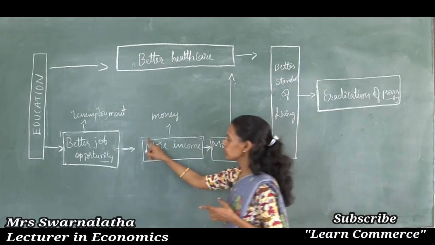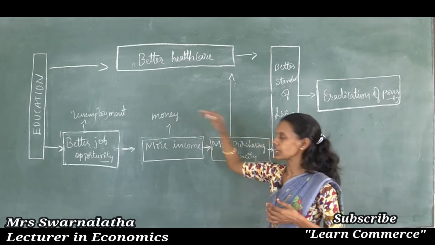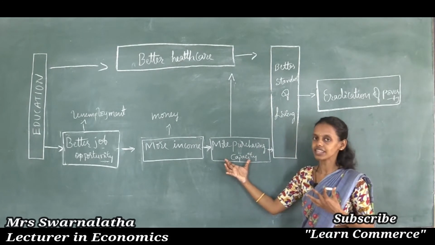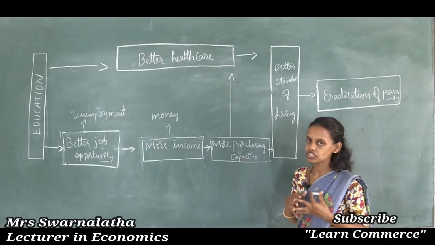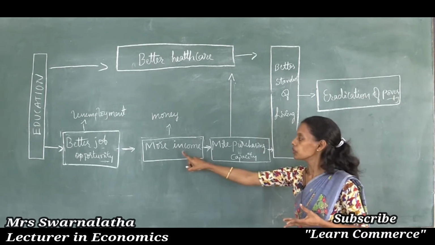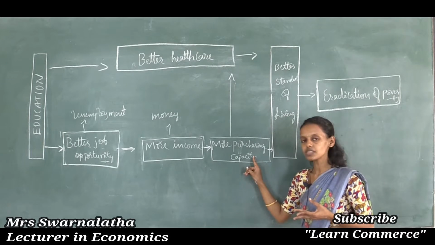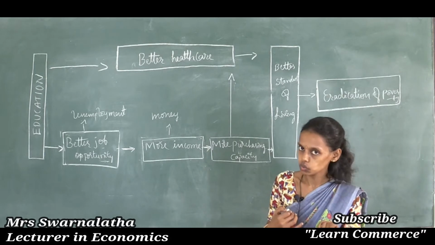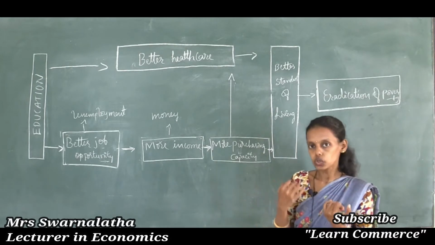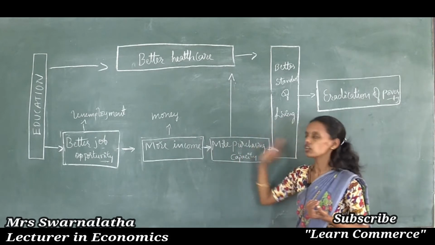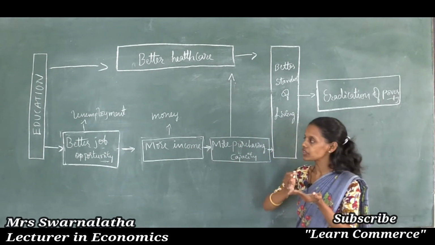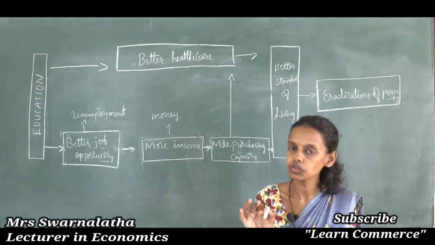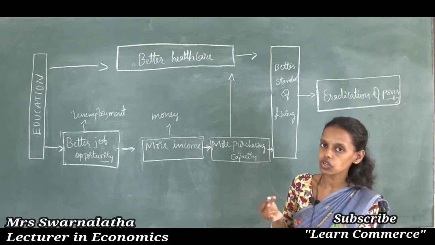When the income level of an individual increases, it means money income increases, and the purchasing power of the people also increases. As I said in the last class, more income means more purchasing capacity. Suppose our income is very low, then our purchasing capacity to buy things is also low. When the income increases, purchasing also increases. If the income is very low, people who lie below the poverty line will just try to fulfill their basic needs: food, cloth and shelter.